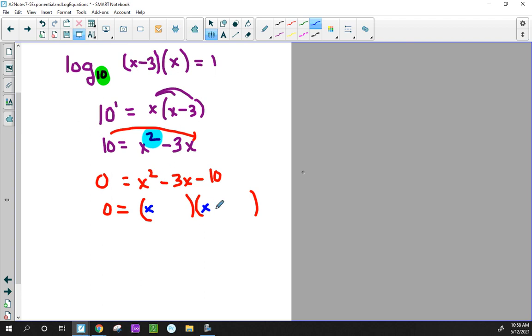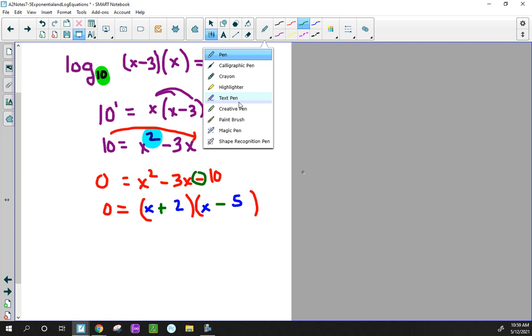X times x is x squared. Factors of 10 are 1 times 10 and 2 times 5, but we need a negative 3 in the middle, so I'm going to go with 2 and 5. Pay attention to the last sign. It is a negative, meaning these signs are opposite. I want the 3 to be negative though, so that means I want the bigger number to be negative. And then you can verify that this is the correct factorization for that trinomial, x squared minus 5x plus 2x minus 10. It does match the previous step.